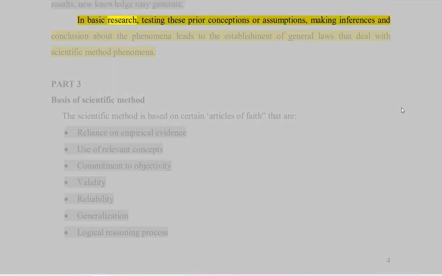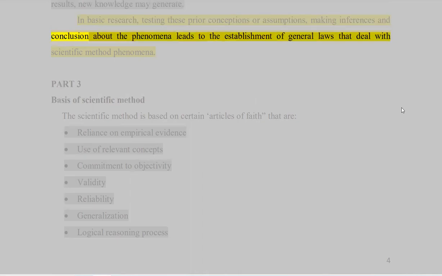In basic research, testing these prior conceptions or assumptions, and making inferences and conclusions about the phenomena, leads to the establishment of general laws that deal with scientific method phenomena.